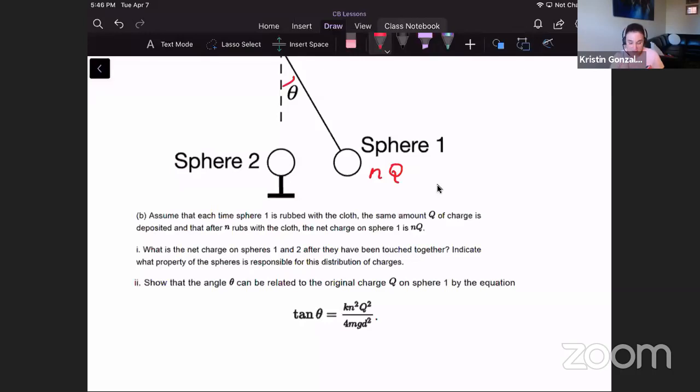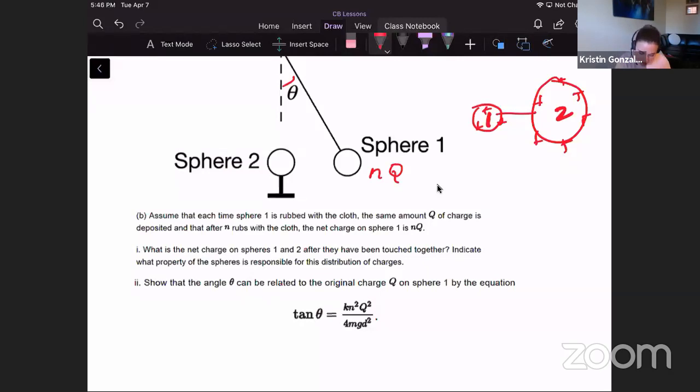So if these had, let's say, different sizes, if one conductor was much bigger than the other, well, I could spread more charge out on the bigger conductor than I could on the smaller conductor. So if we touched them together, then that charge would flow until they reached the same potential, but the bigger one would end up having a greater amount of charge on it.